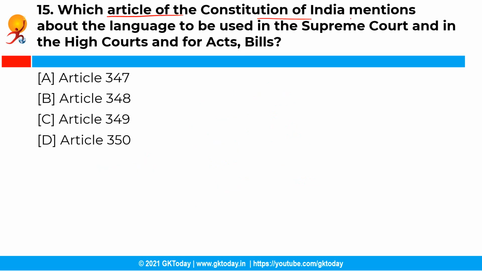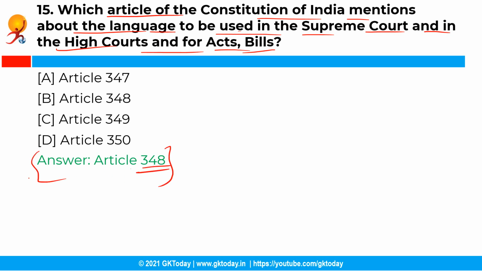Now the next question is, which article of the Constitution of India mentions the language to be used in the Supreme Court and in the High Courts and for acts and bills? So you have the following options and the correct answer is option B, that is Article 348. See, Article 348 of the Constitution of India mentions the language to be used in the Supreme Court of India and in the High Courts and for acts and bills, etc.